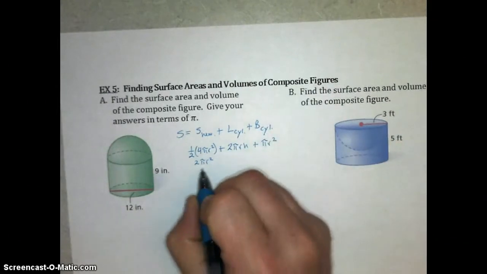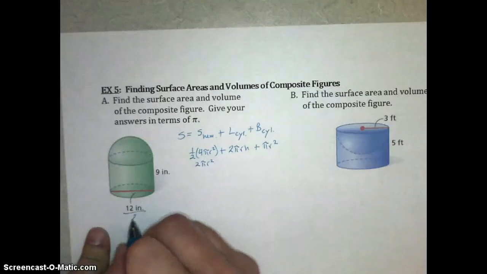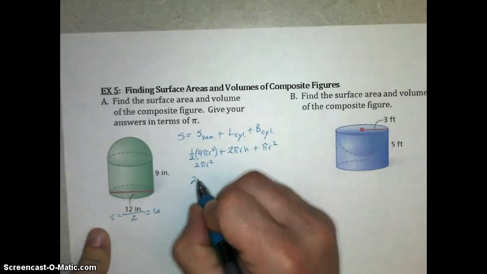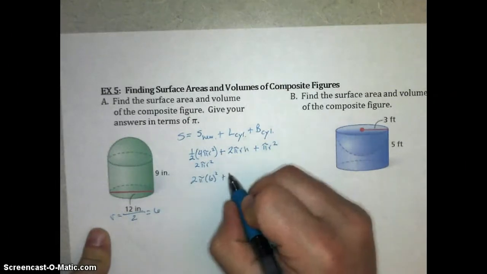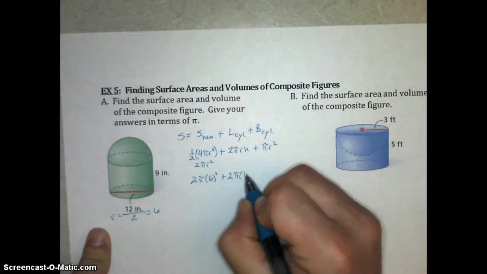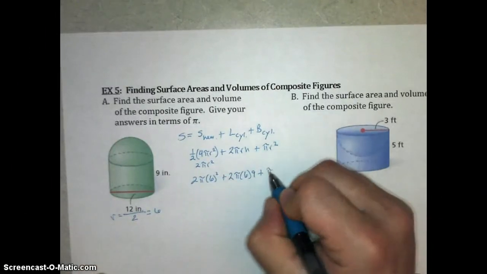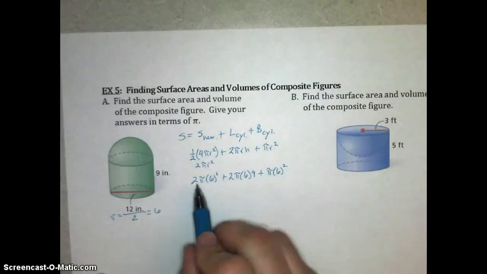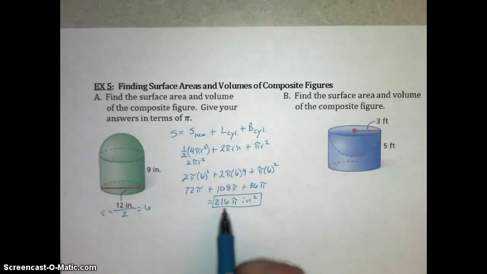So let's fill in what we know. The radius of your hemisphere and cylinder is half of 12, which is 6. Okay, so I'm going to do 2 pi times 6 squared plus 2 pi times 6 times the height of your cylinder, which is 9, plus pi times 6 squared. So I'm going to allow you to do all those calculations and get a final answer in terms of pi for surface area. All right, we should get 216 pi square inches for surface area.